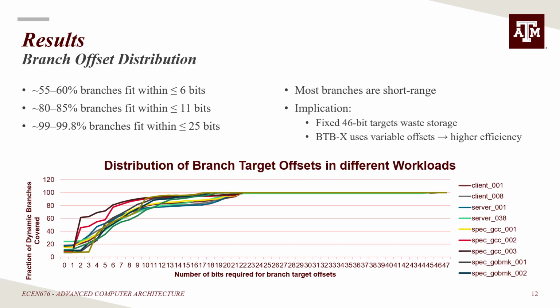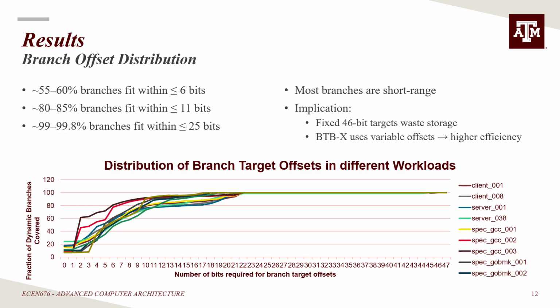To understand why BTB-X is effective, we analyzed the distribution of branch target offsets using diff bits. We observed that around 55 to 60% of the branches require less than or equal to 6 bits, around 80 to 85% of the branches require less than 11 bits, and almost 99 to 99.8% of the branches fit within 25 bits. So this clearly shows that most branches are short range, meaning their targets are very close to the branch PC.